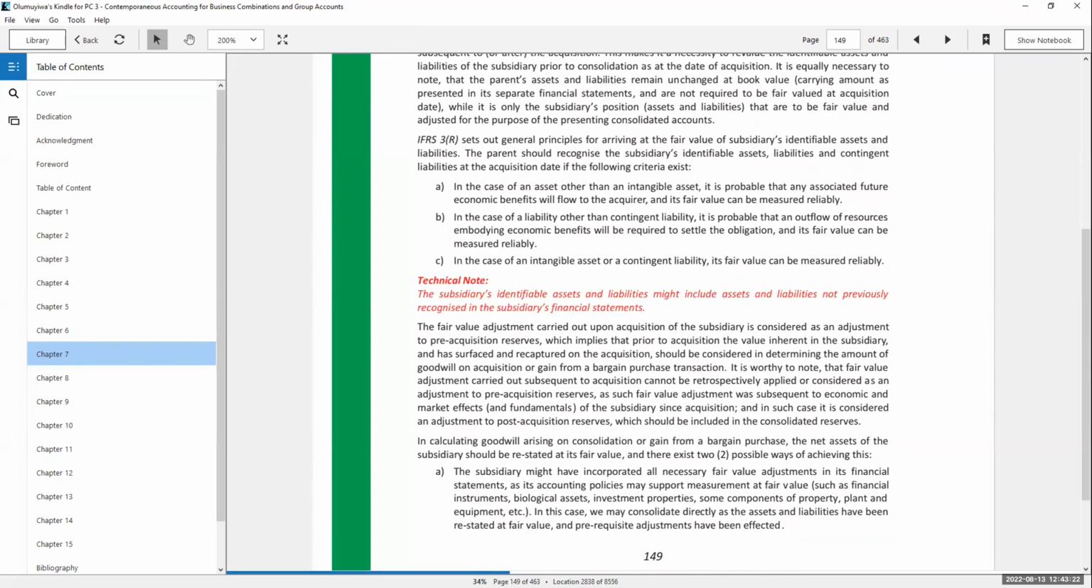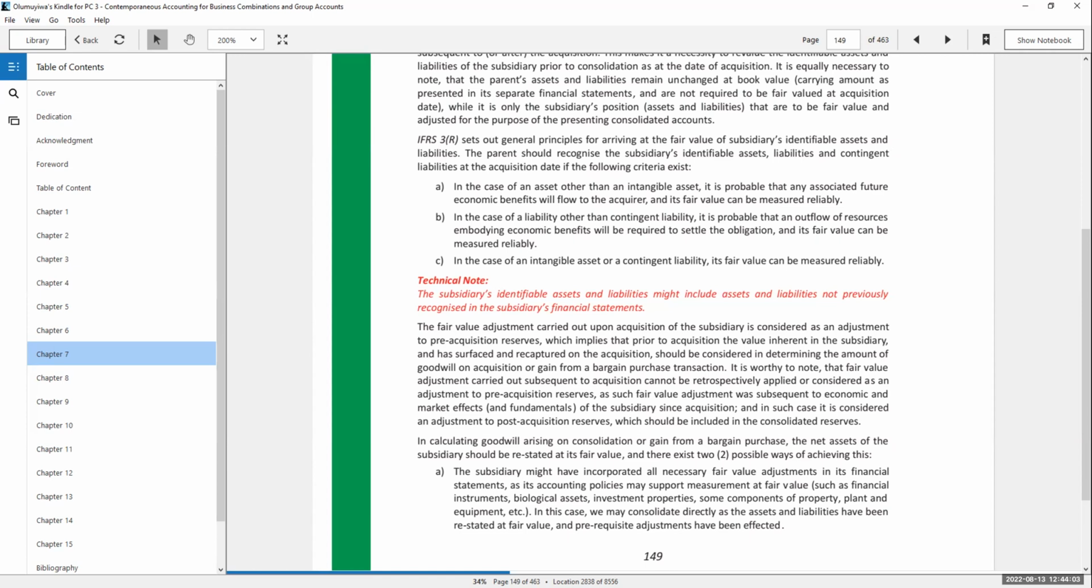The technical note here is that the subsidiary's identifiable assets and liabilities might include assets and liabilities that were not previously recognized in the subsidiary's financial statements. The fair value adjustment carried out upon acquisition of the subsidiary is considered an adjustment to pre-acquisition reserve, which implies that the fair value inherent in the subsidiary prior to acquisition has surfaced and been recaptured on acquisition, and should be considered in determining the amount of goodwill on acquisition or gain from a bargain purchase transaction.